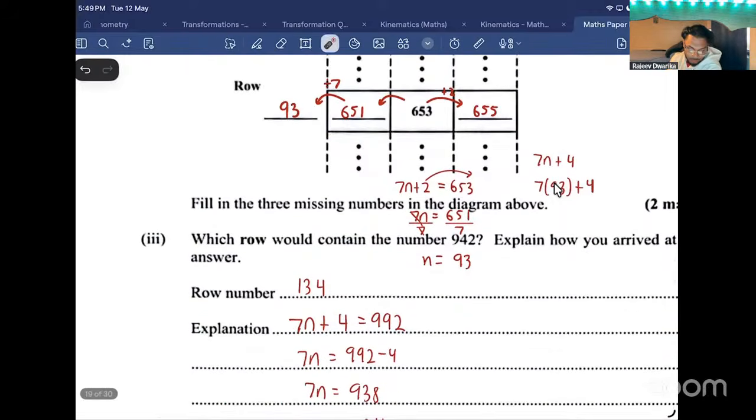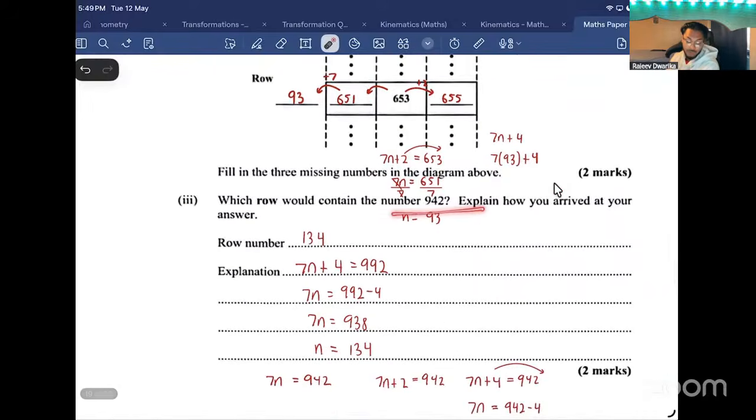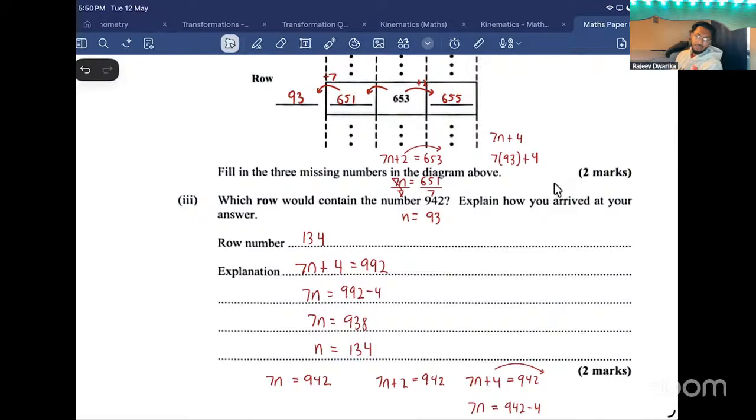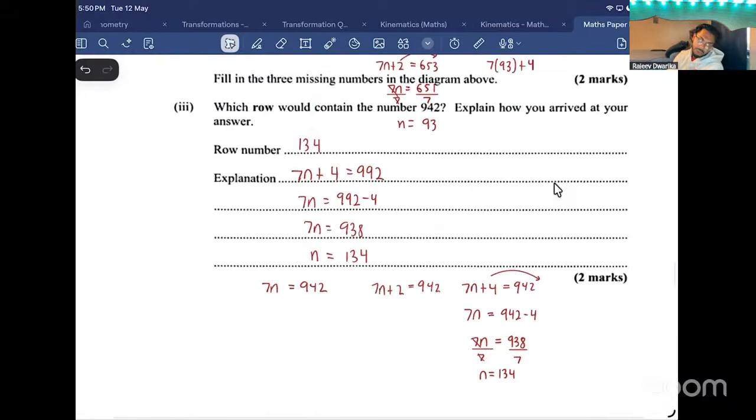For the row number for 942, how would you find that? In this instance, I recommend that you use the general formula. Are you going to keep going until you reach 942? No, you're not going to do that. Too much. So my advice is to figure out a relationship for all the columns, set it equal to 942, and solve for n. So n is 134. Cool. It might be a tricky question for some students.